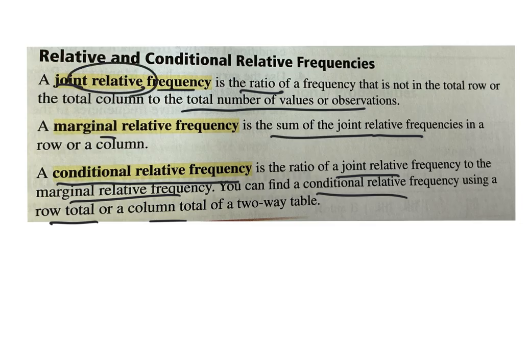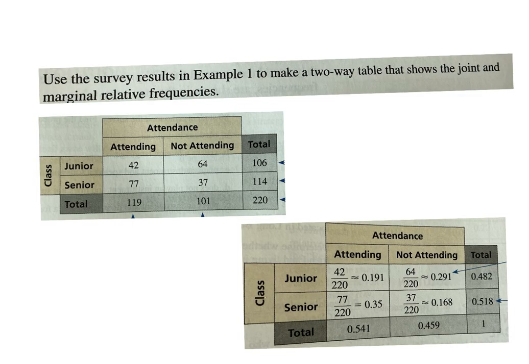So when you see the word relative, that means it's a decimal. We've already done marginal. That's the total of a row or column. Relative means it's a decimal. And the conditional is something I will show you here on the next couple slides.